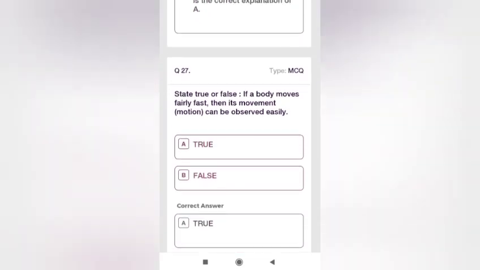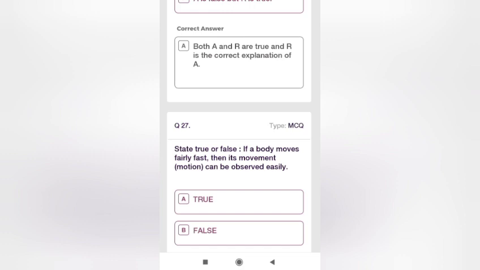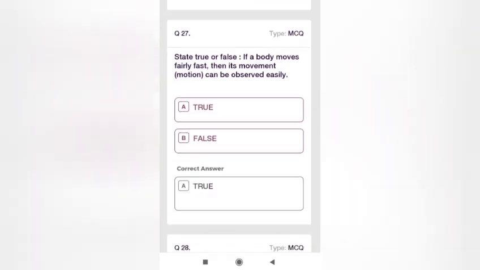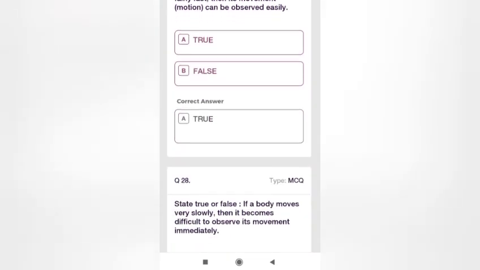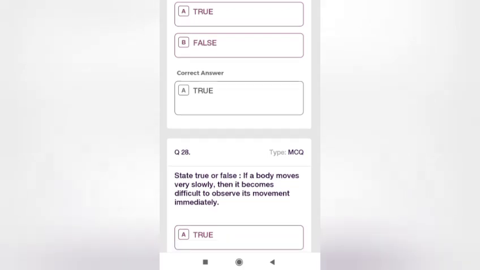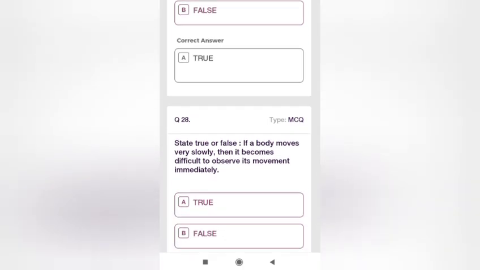If a body moves fairly fast, then its movement can be easily observed. Yes, we can easily observe when it moves fast. When it is moving slowly, it becomes difficult to observe its movement immediately. Yes, we can't observe its movement immediately. So that's true. Even this is also true.